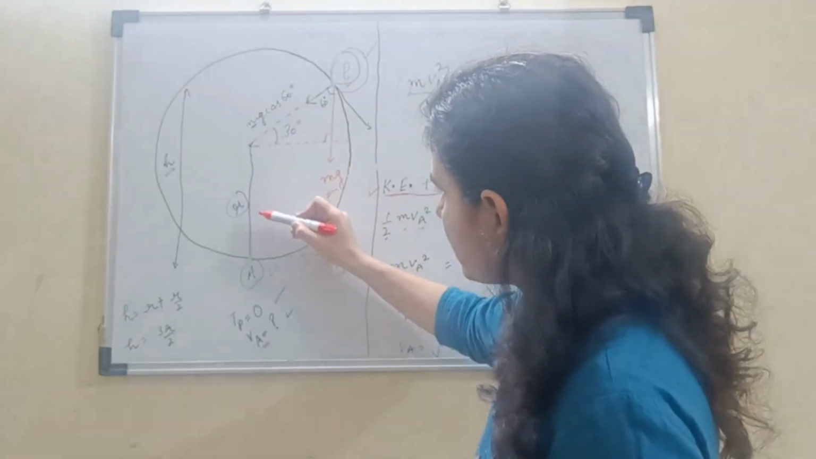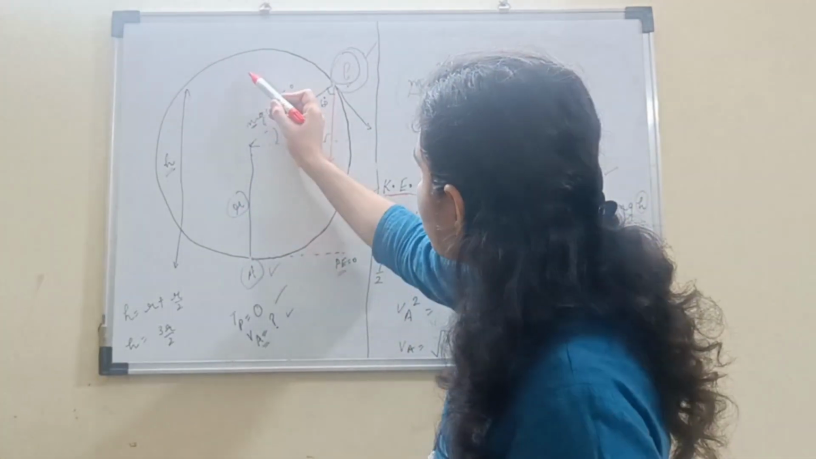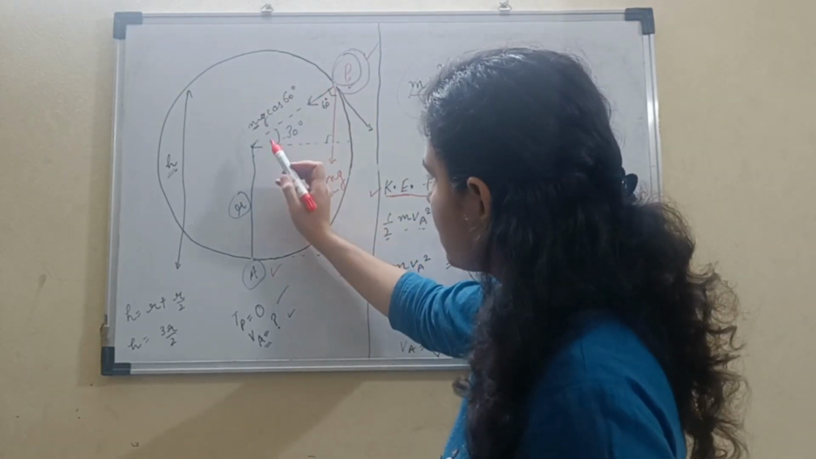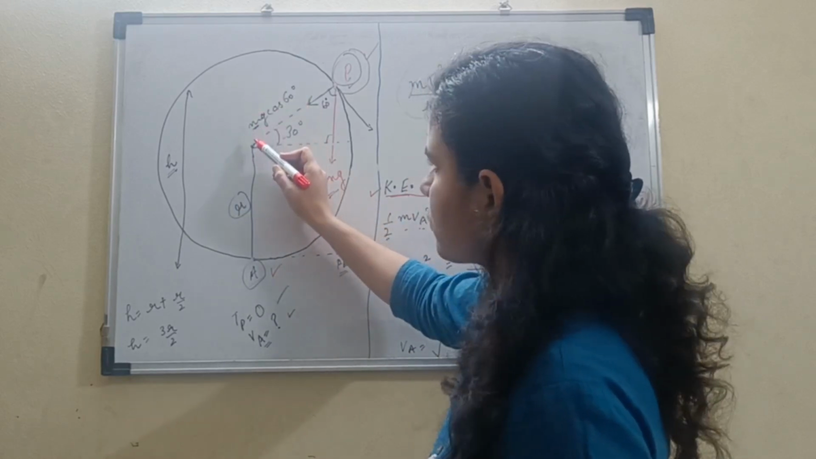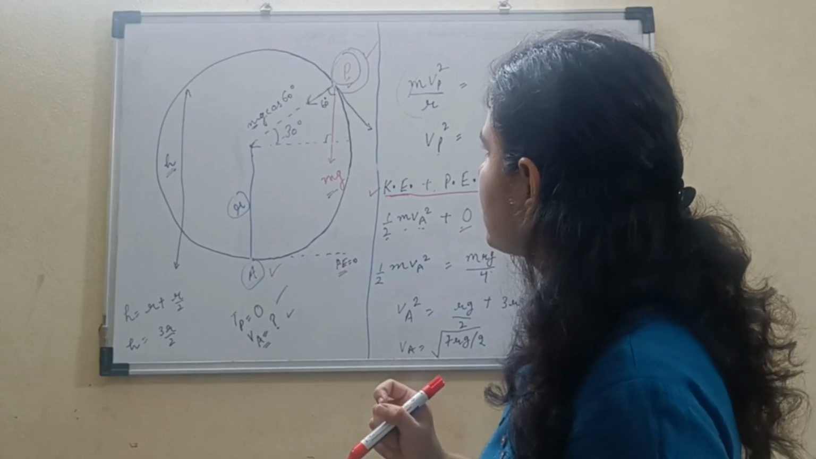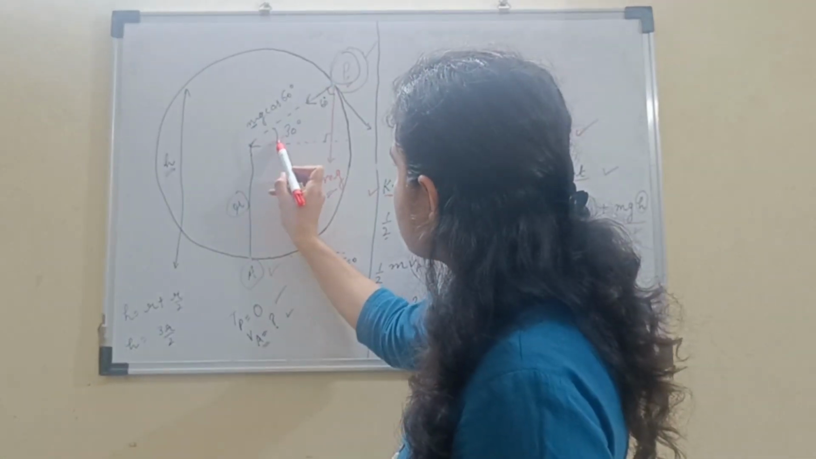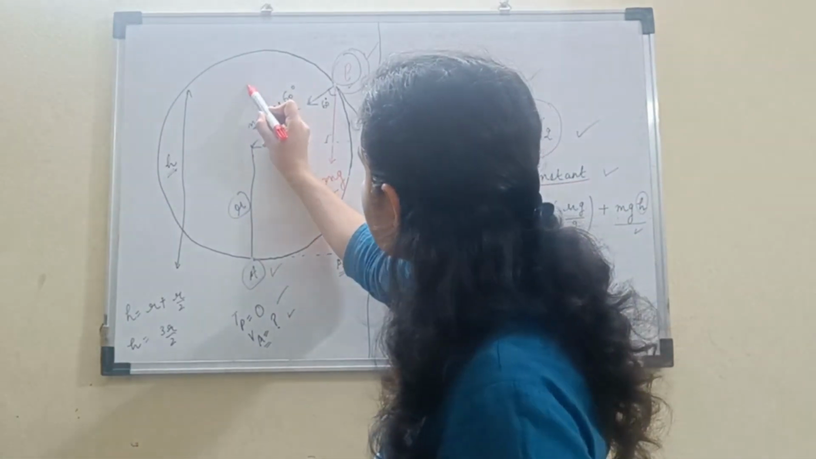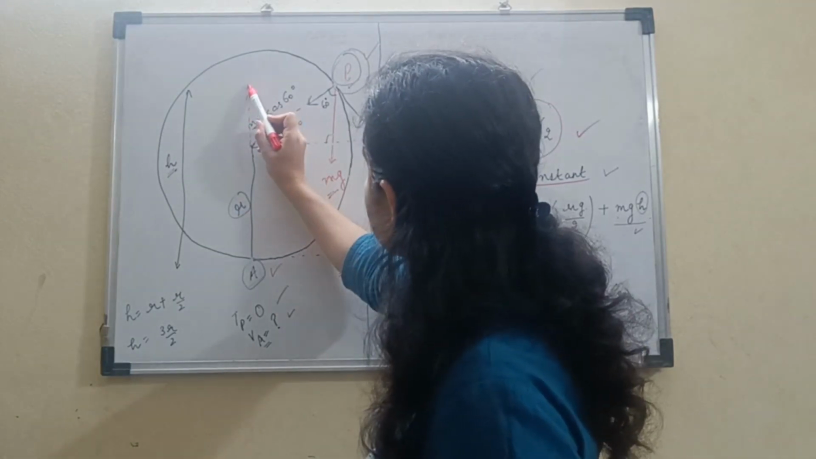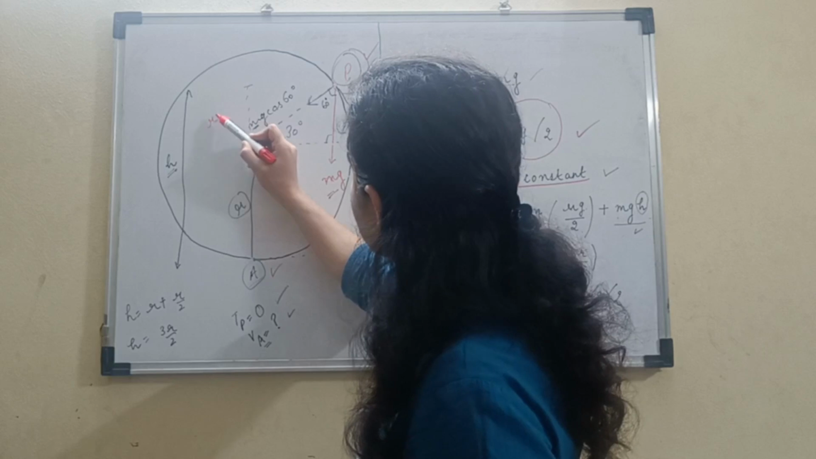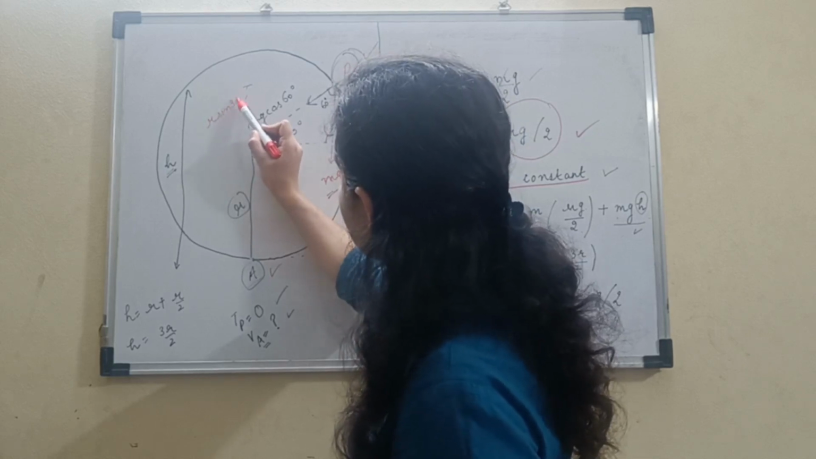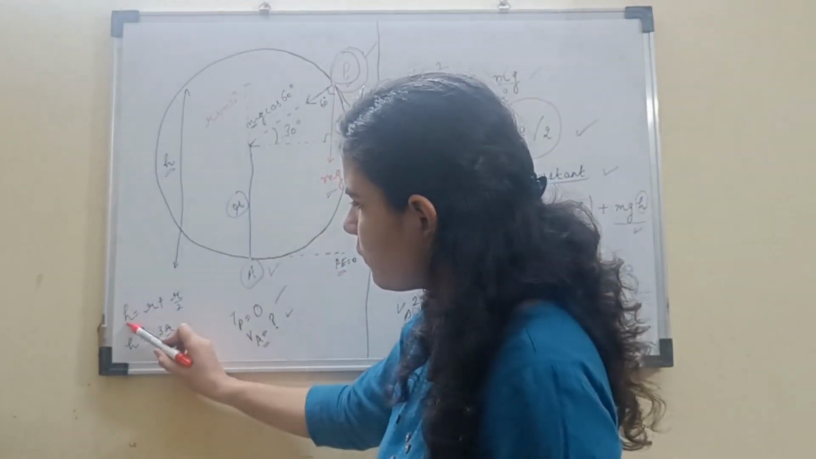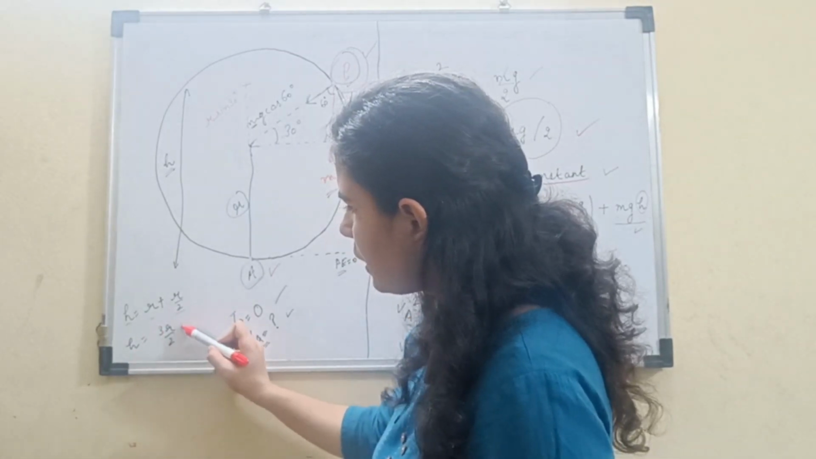This h will be this length, which is definitely r, plus this other length. This component will be r cos 30 degrees, and this length will be r sin 30 degrees. And how much is sin 30 degrees? 1 by 2. So this length is r by 2 and this length is r. So the height will be r plus r by 2, which is equal to 3r by 2.